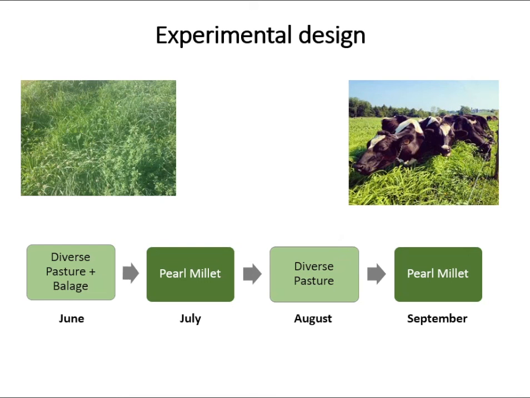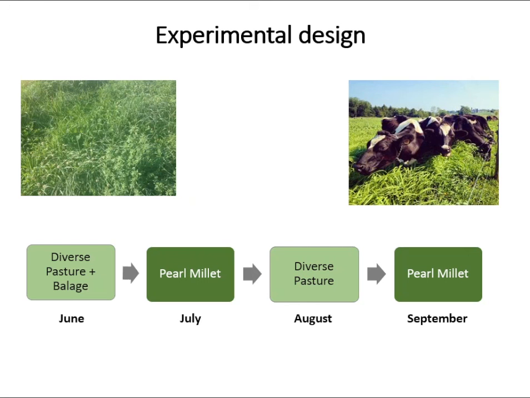So we started out in June, where we had fed a diverse pasture plus 30% of the diet dry matter coming from a baleage. Up here on the left we have a picture of what the diverse pasture looked like. It had greater than 15 species, with the majority, 60 to 70%, being grass species, 20 to 30% legumes, and the rest forbs, about 10%. They grazed that for 1 month in June, and then in July we switched them onto a pearl millet. The pearl millet was planted on June 1st, and we grazed it around July 7th, so it had about 5 weeks to grow.